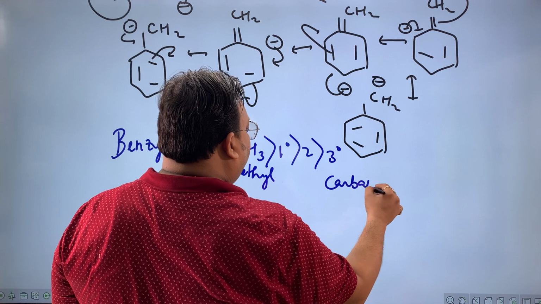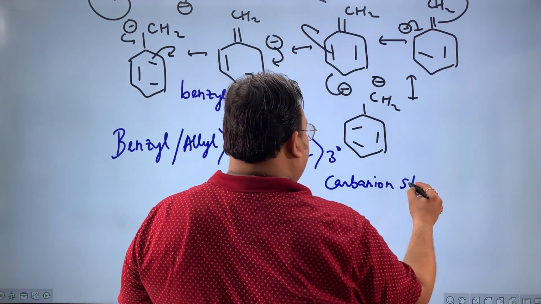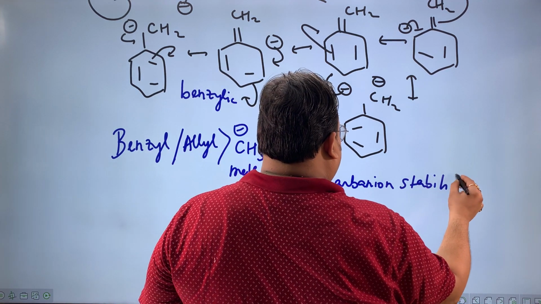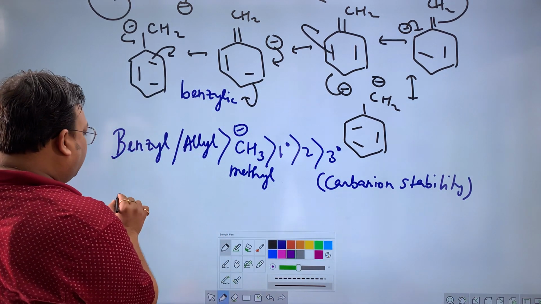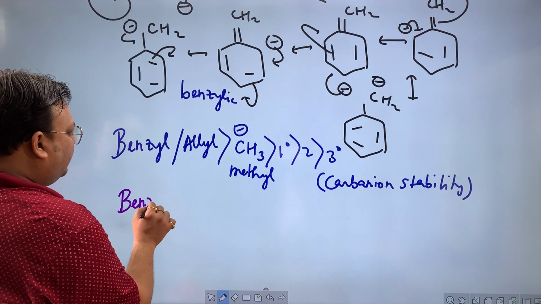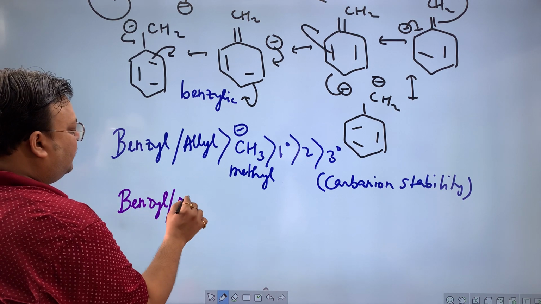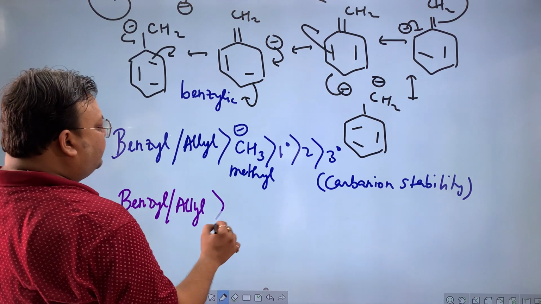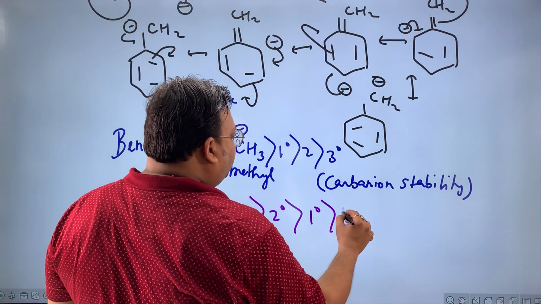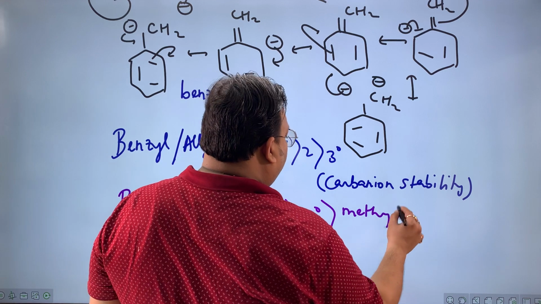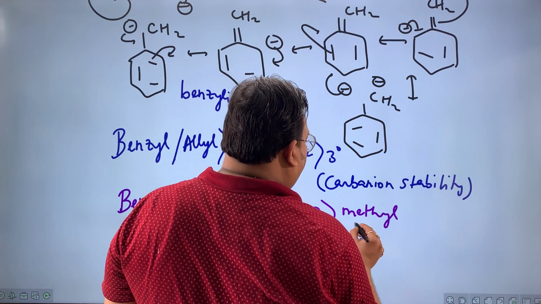methyl for carbanion stability, and naturally benzyl allyl was more stable for carbocation as well. Benzyl allyl was more stable for carbanion as well, but in carbanion more branching was causing more stability. 3 degree more than 2 degree more than 1 degree more than methyl was the stability of carbocation.